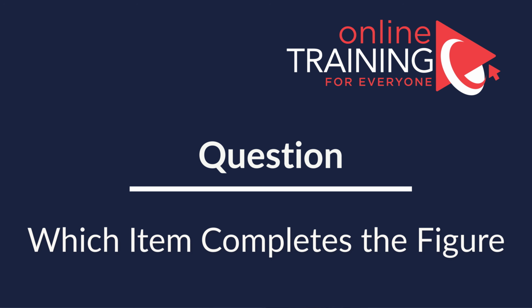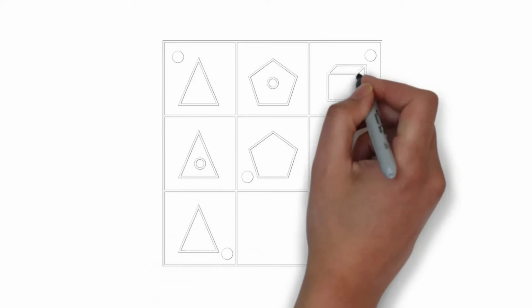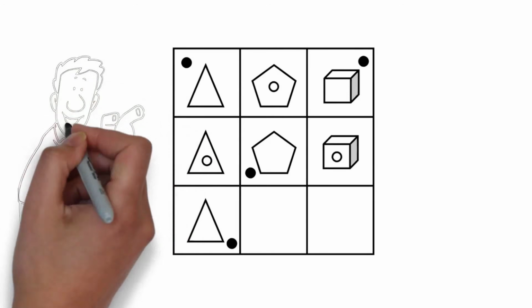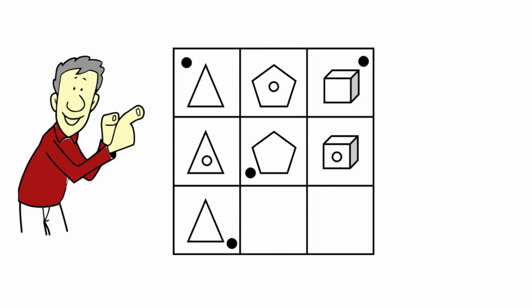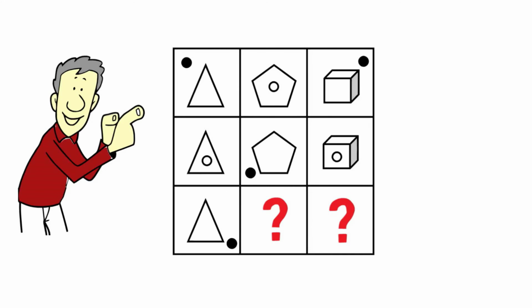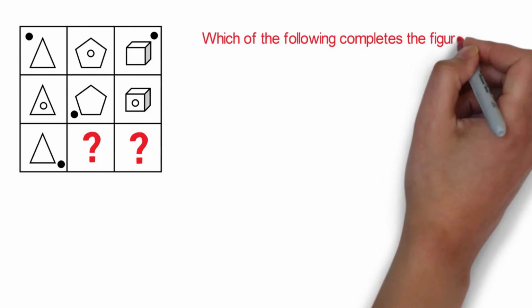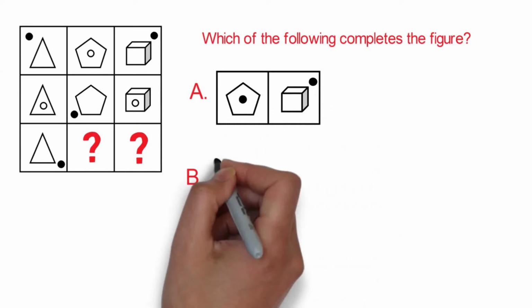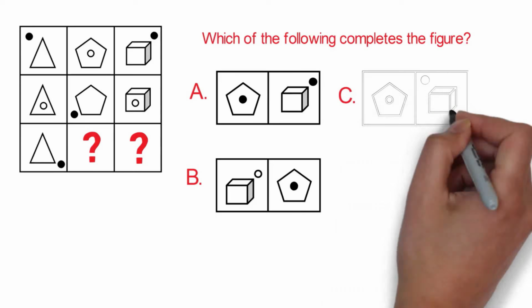There is a very high chance that you will see this type of question on the test. You're presented with 3 by 3 matrix. This matrix contains different shapes inside. In our case, the matrix contains triangles, pentagons, and cubes. You have two spaces that are missing the shape, and you need to select from 4 possible choices. Choices A, B, C, and D.